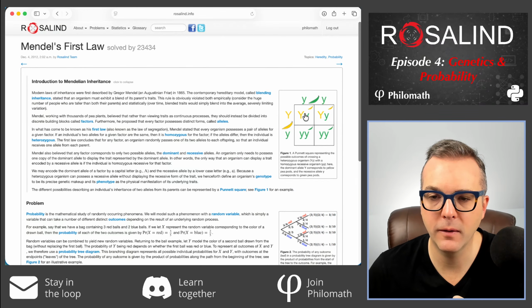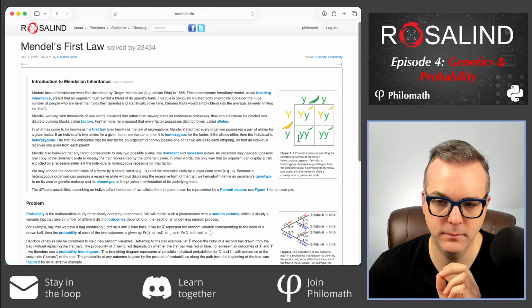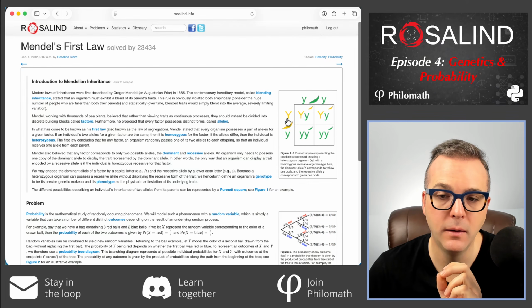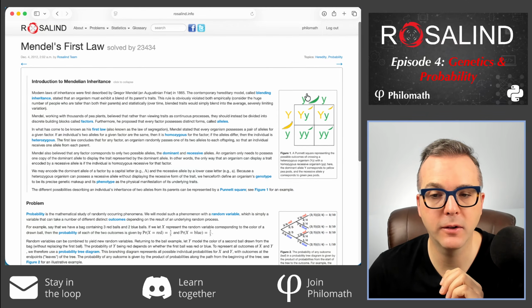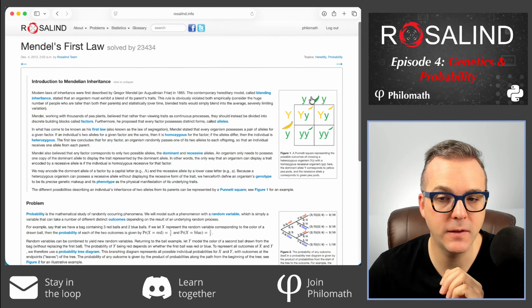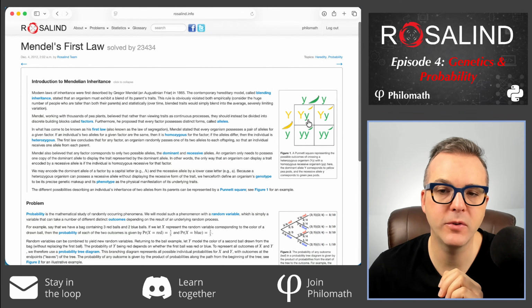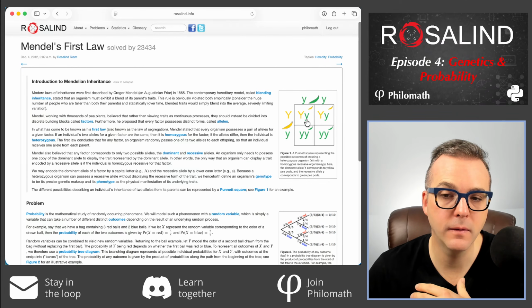But here's our friend, the Punnett square, where if you cross an organism that is heterozygous, meaning having one dominant allele and one recessive, with a homozygous recessive organism having two recessive alleles, then you have a 50% chance of an offspring that is heterozygous and a 50% chance of one that is homozygous recessive.